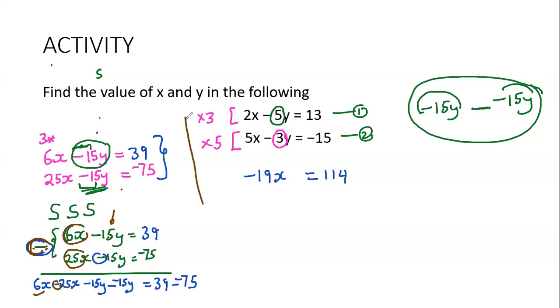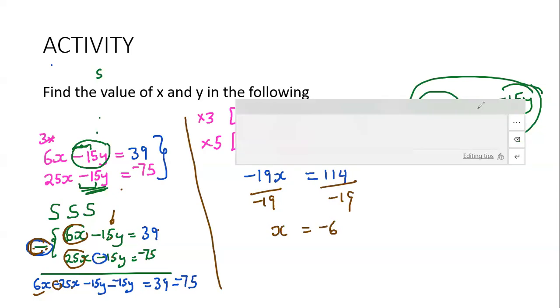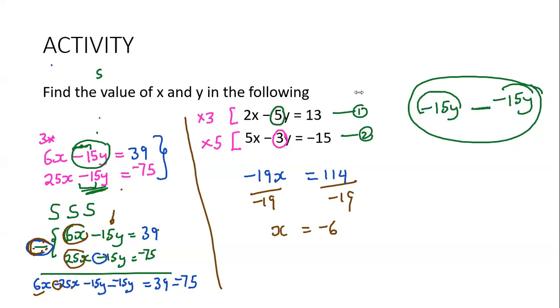Now let's continue. Here we shall divide by negative 19, divide by negative 19. So what shall we end up with? We shall end up having x equals negative 6. After obtaining x, we can go on and find y. To find y, you can use any of the equations. Say, using equation 1.